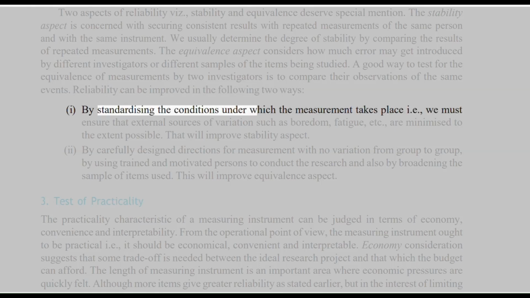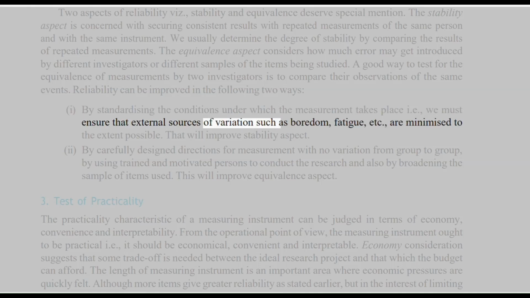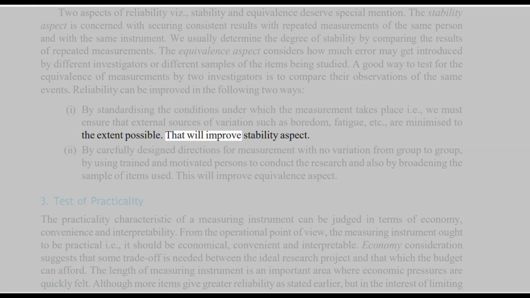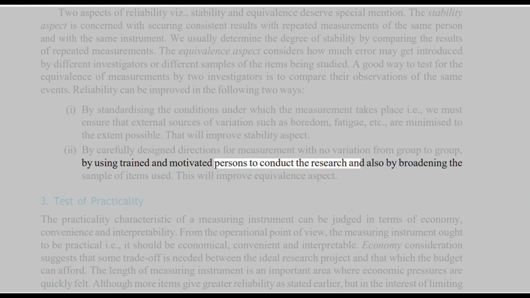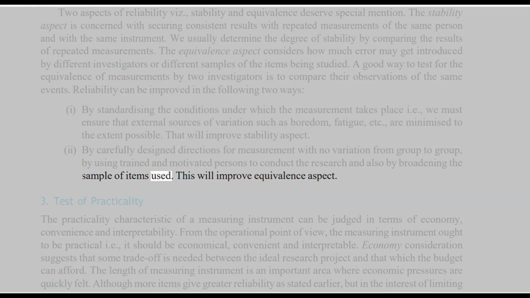1. By standardizing the conditions under which the measurement takes place, i.e., we must ensure that external sources of variation such as boredom, fatigue, etc. are minimized to the extent possible. That will improve the stability aspect. 2. By carefully designed directions for measurement with no variation from group to group, by using trained and motivated persons to conduct the research, and also by broadening the sample of items used. This will improve the equivalence aspect.